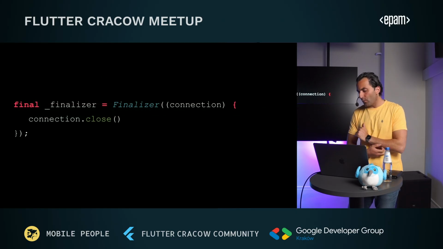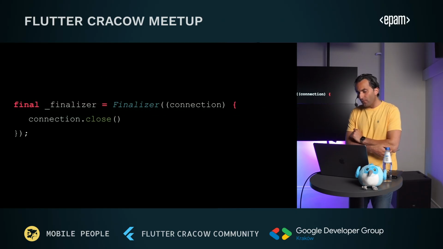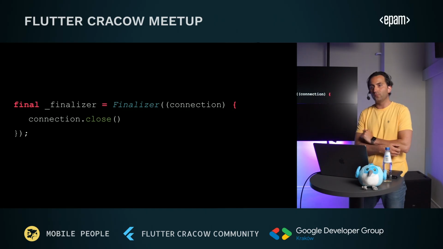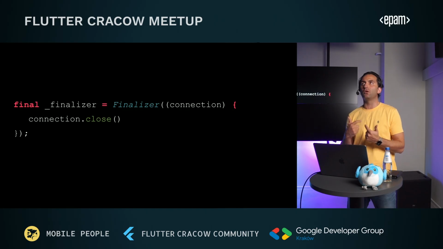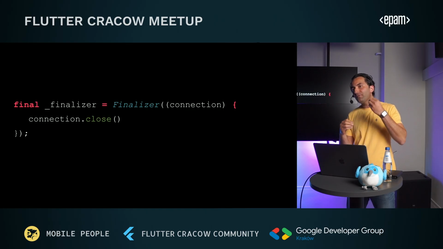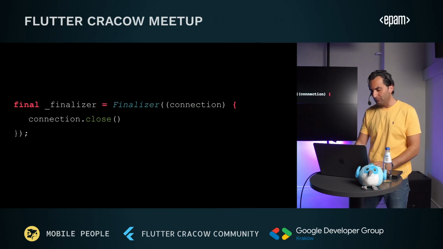The next one I want to mention is good especially if you are working with a database or native integration with Flutter. Let's get to that. The finalizer is where you can define a callback to register different cleanup after an object is not accessible anymore. Let's see what it means.